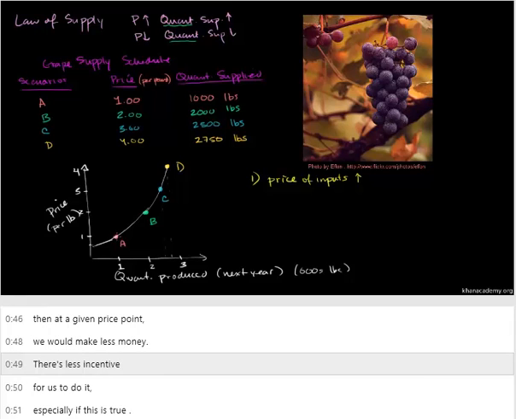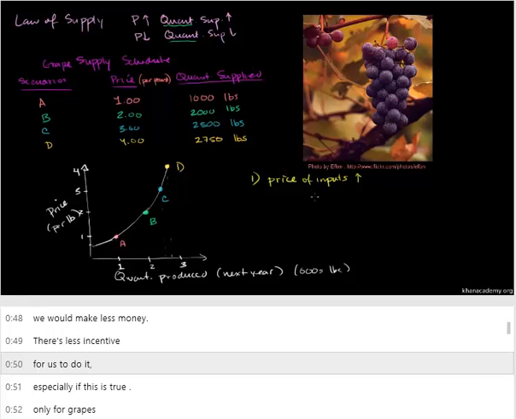There's less incentive for us to do it, especially if this is true only for grapes. Maybe we'll say, okay, if it's now more expensive to get grape seeds, maybe I'll start planting something else because I'm not getting as much profit per pound of grape. So if the size of my costs goes up, at any given price point, I'd want to produce less.